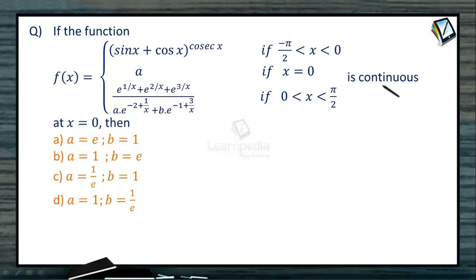And another important condition given is that the function is continuous at x equal to 0. Then we need to get the values of a and b.